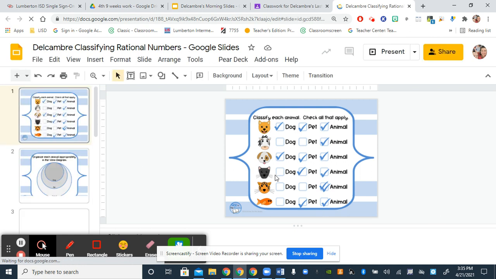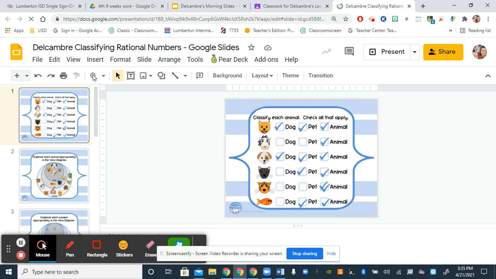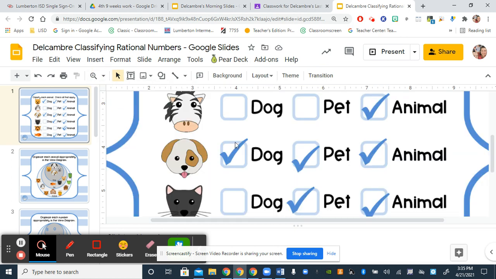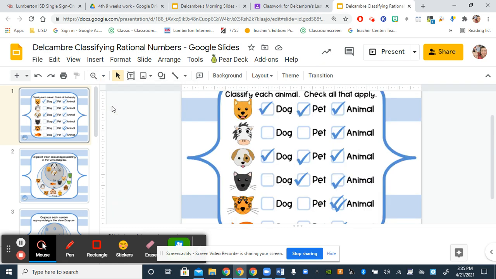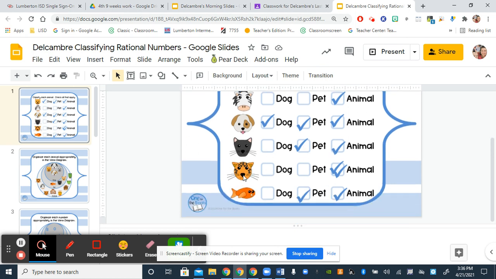So the first thing that we talked about is looking and comparing like animals. So let me just kind of zoom in here. Okay, maybe not 50%, maybe 100%. So here we go. All right, so classify each animal like a dog is a dog, a pet, and an animal. Here's a zebra. A zebra would just be an animal. A dog would be a dog, a pet, and an animal. A cat would be a pet and an animal. We call this a cheetah, and a cheetah would just be an animal. And a fish would be a pet and an animal.